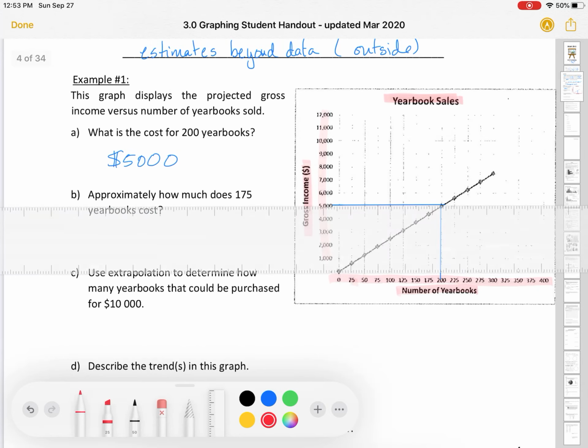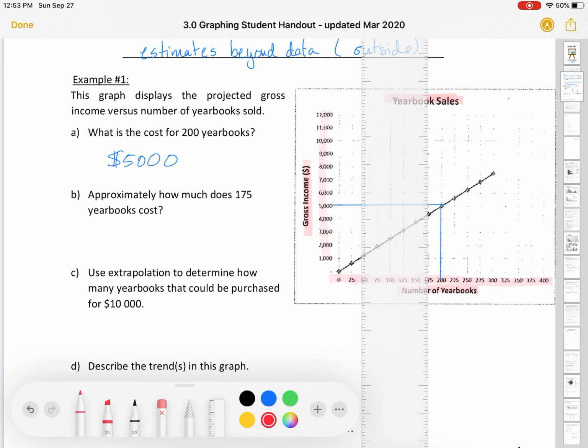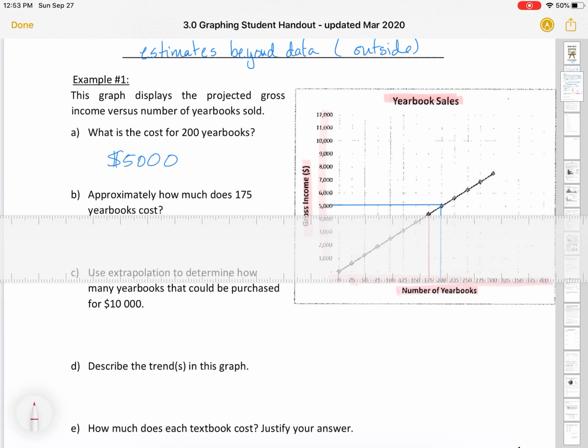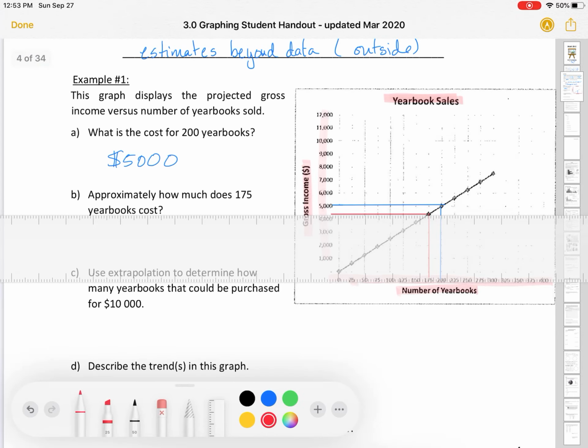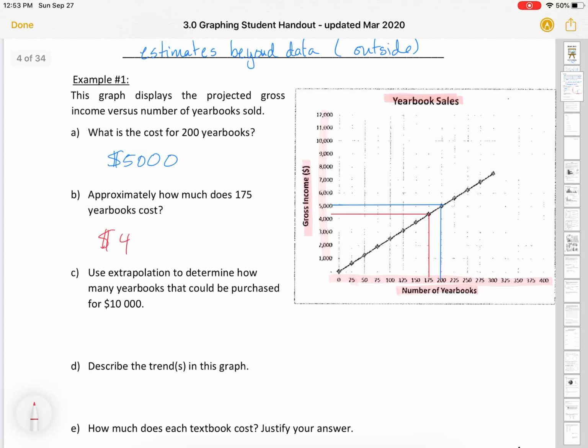Now, approximately, how much does 175 yearbooks cost? So let's try that one. Now, 175, we've got right here. And we go over. And now it's a little hard to read. It's not quite at the line there for 4,000, and it's not quite in the middle. So I'd say we have approximately, and that's your symbol for approximately. It's not really an equal sign. I'm going to say 4,250 maybe. Yeah, we'll guess that. It's not quite halfway in the middle, but it's not at the 4,000.